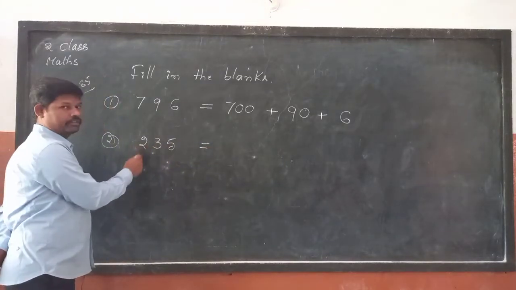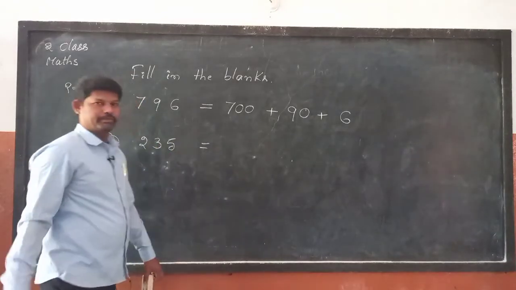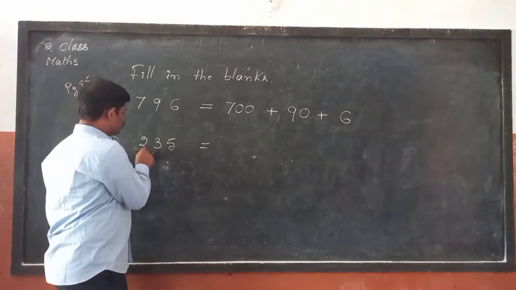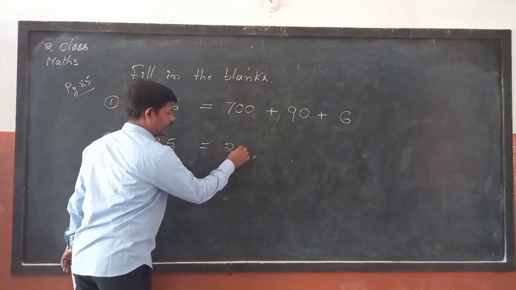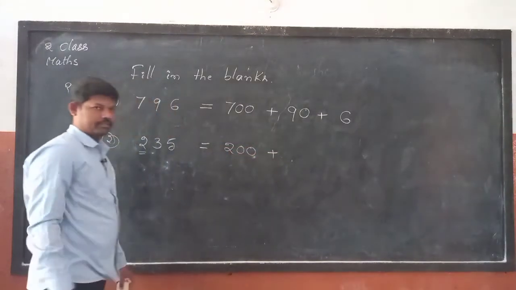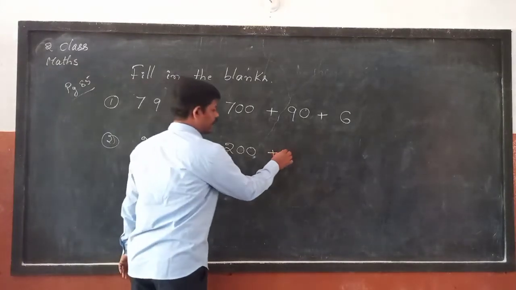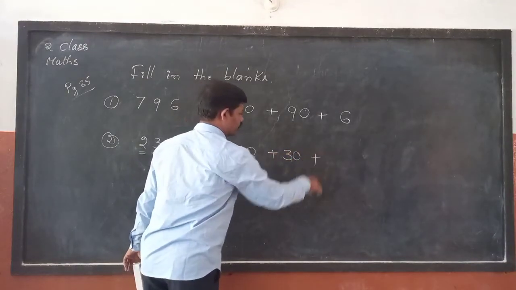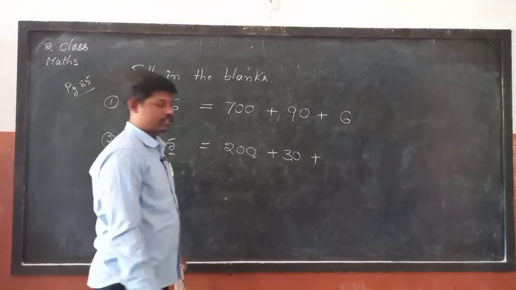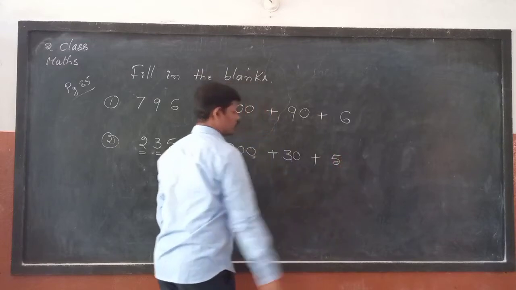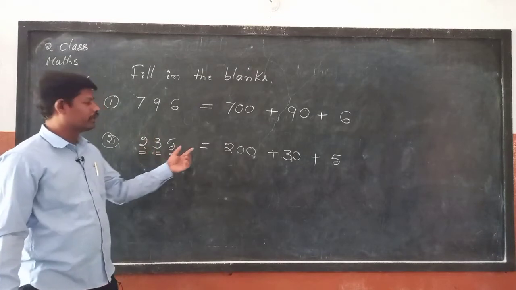2, 3, 5. That means 235. So write it in expanded form. How many hundreds are there? In the hundreds place, 2 is there. So you write first 200 plus. Tens place, what is the digit? 3. That means 3 tens, 30 plus. In the ones place, what is the digit? 5. 5 ones, that is 5. So like that you can write any 3-digit number like this only.